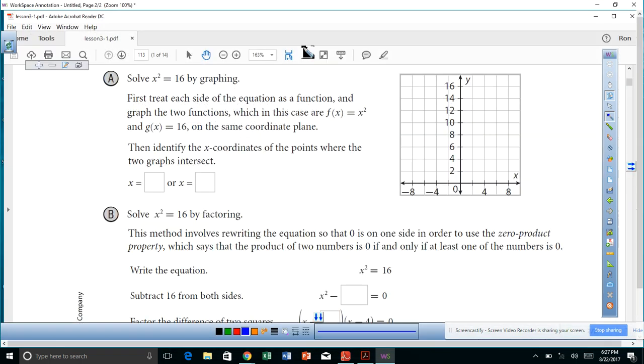First, treat each side of the equation as a function and graph the two functions. In this case, f of x equals x squared, and that's going to look something like this right here. The other half will be something that looks like this right here. And that's f of x, and g of x will equal 16. That'll be right here. This is g of x.